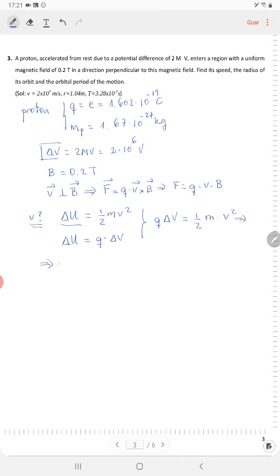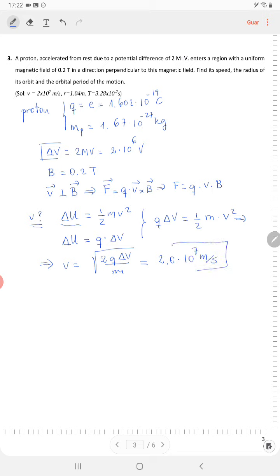So from here you have that the speed is going to be the square root of twice the charge of the proton times the potential difference divided by the mass. The square root of that. So if you do this and you are careful with the units, so you have all the units here, this is going to be equal to 2.0 times 10 to the 7 meters per second.